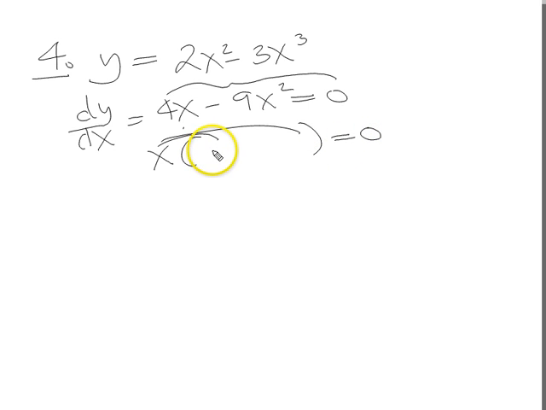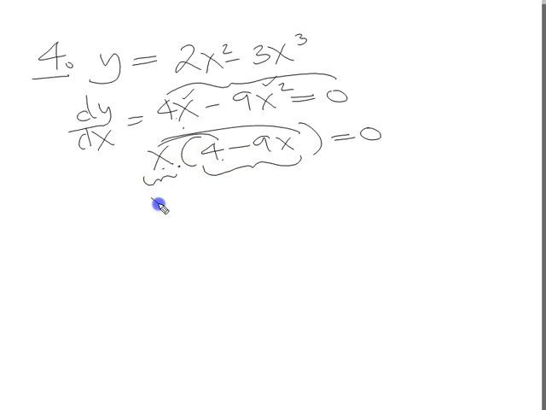So what goes here? Well, what times x gives 4x is 4. And then here we'll need a minus 9x, won't we? Because that will then make minus 9x squared. Yeah? So that product is 0. When does that product equal 0? Well, it equals 0 when either this is 0 or when this is 0.